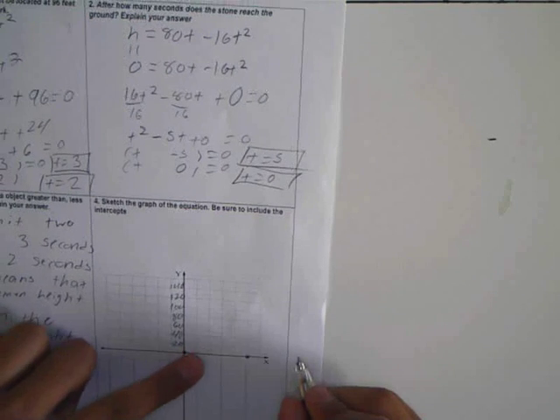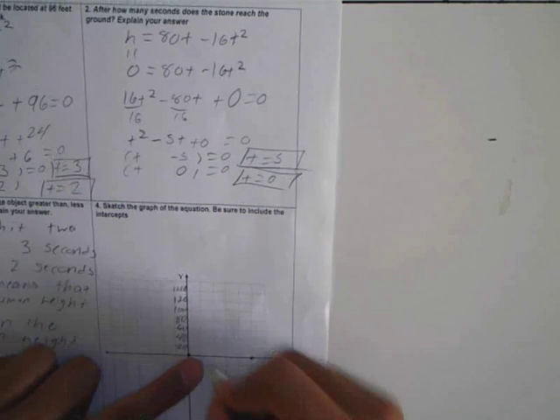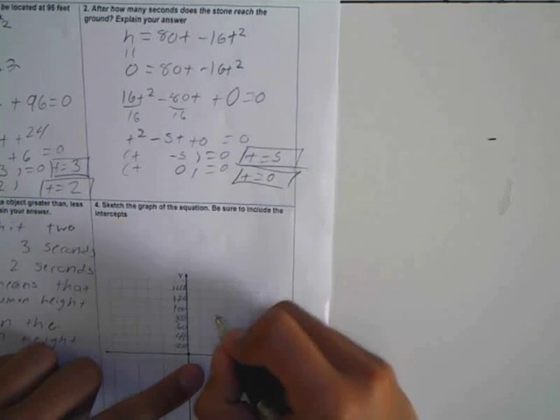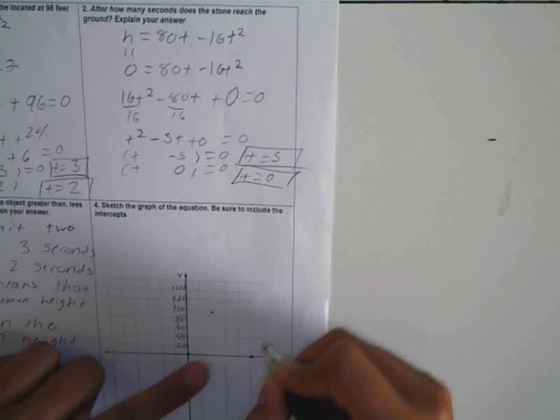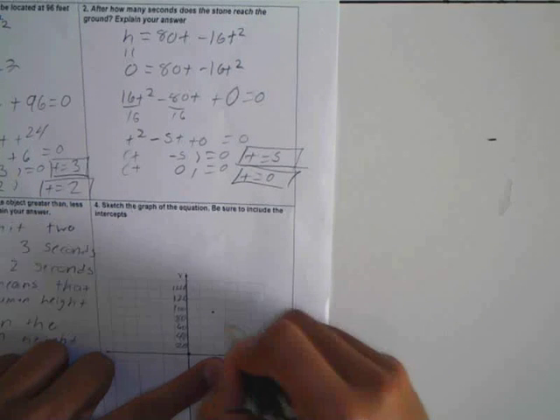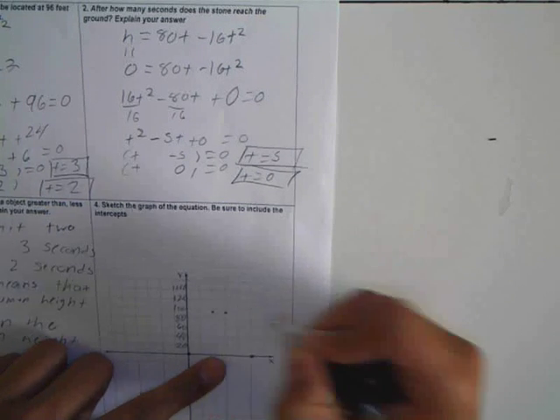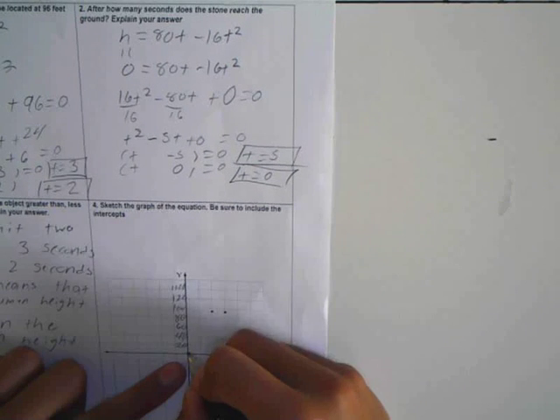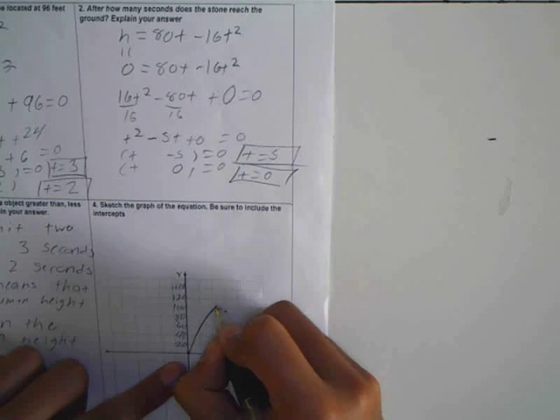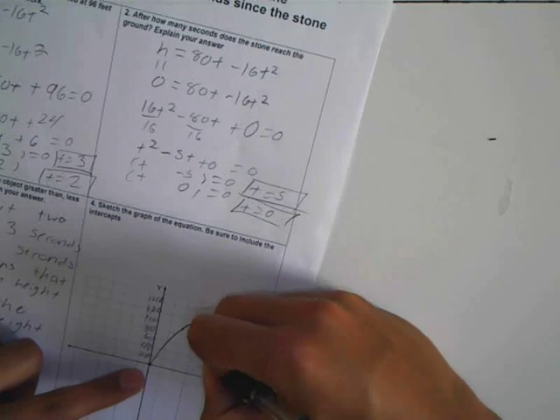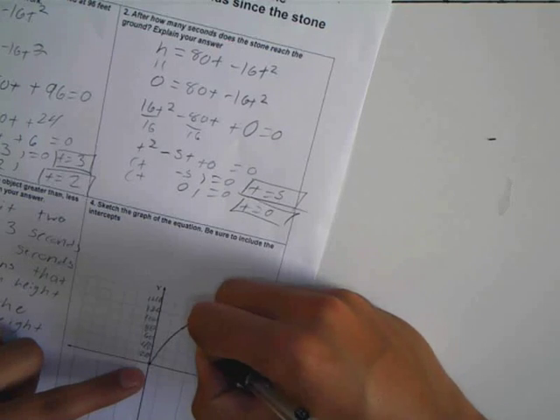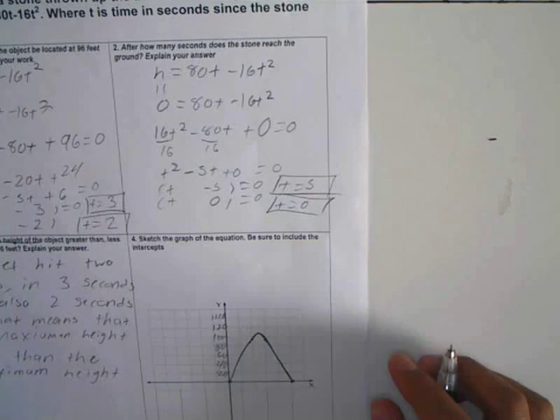So then at 2 seconds it hits 96, so it'll be about right here. And then in 3 seconds, it will hit 96 as well. So about right here as well. Then you graph it. And there you have it. You have your vertical motion question.